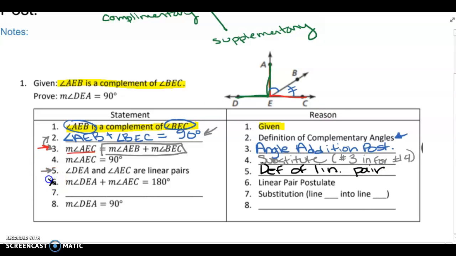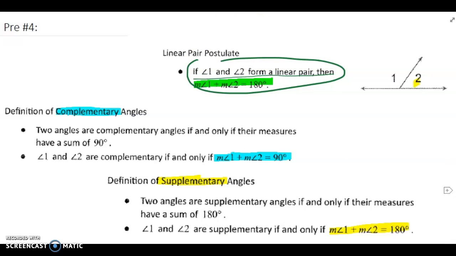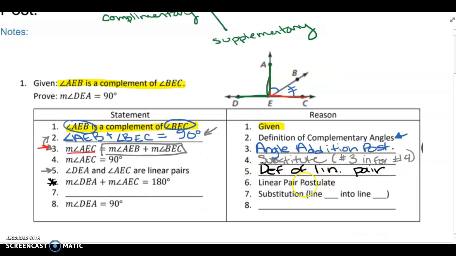Okay, now I'm going to go a step further. Because they're linear pairs, I know that they add to 180. Well, guys, isn't that right here? The linear pair postulate. If they form a linear pair, then they add to 180. So yes, that's true. Linear pair postulate, that's given to us. All right, now I'm going to substitute. Okay, so I have angle DEA plus angle AEC equals 180.